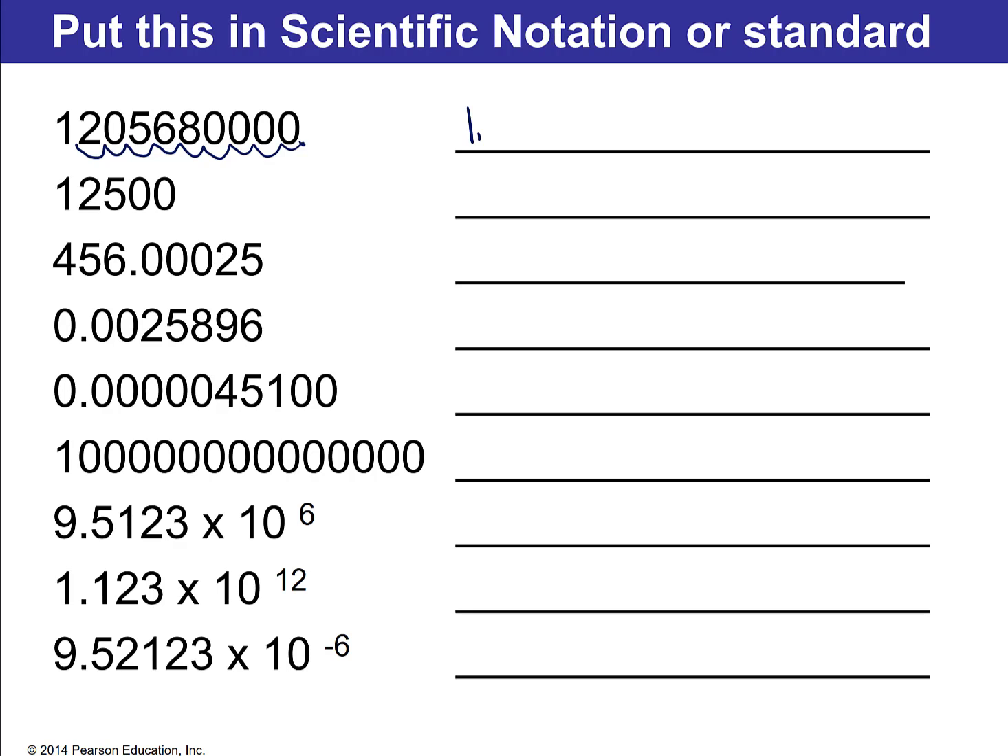How many significant figures in the number? There's 6, okay? So I'm going to keep those. I keep the 0 in between because that's a measured value, but I don't keep the zeros at the end. They're just indicating the size. So 1.20568 times 10 to the 9th. So I made it a little bit shorter.